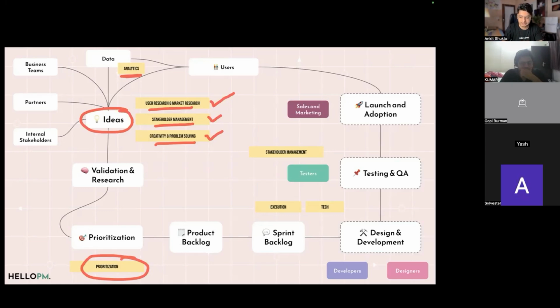Okay. After this, you need execution power. Execution power is, it's one thing to discover all the ideas, but it's another thing to work with people in order to get them executed. So you should know how to execute the ideas.